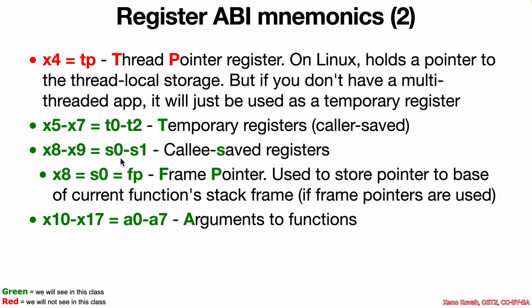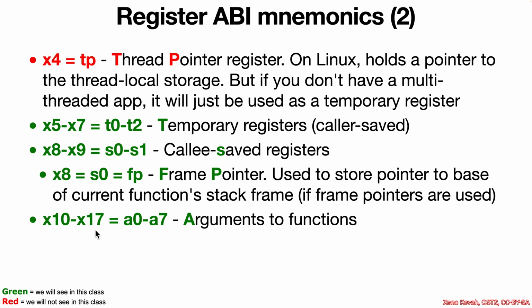Now, one of those in particular actually has a third name. So X8 equals S0 equals FP, the frame pointer register. This is used to store a pointer to the base of the current function's stack frame if frame pointers are used. So frame pointers are not required, but basically if the concept of frame pointers is being used in the compiled code, then essentially each function has what's called a frame of the stack that is for its storage of its data, and the frame pointer would point near that. It's not exactly pointing at the base of the stack on RISC-V, as we'll see later on in the class.